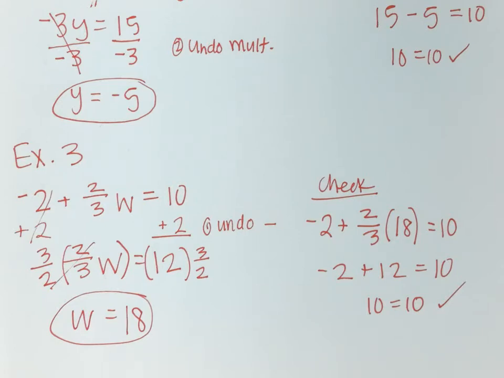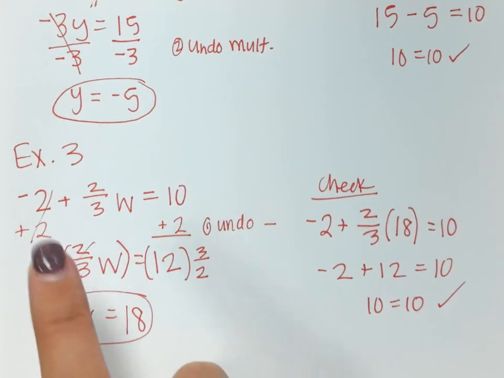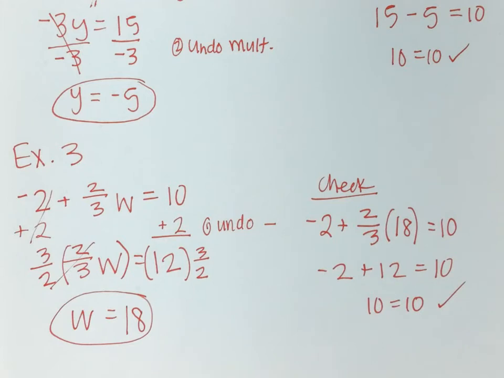The same. Because this means 2/3 W, right? So that means it's 2/3 times W. So if you're doing the opposite, that's division. Or you can multiply by the multiplicative inverse.